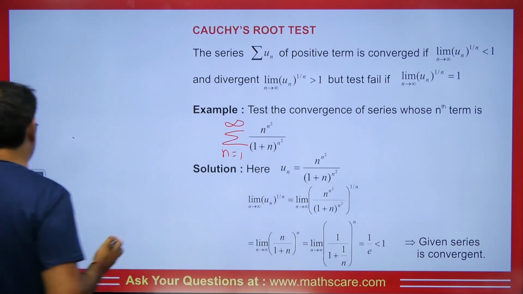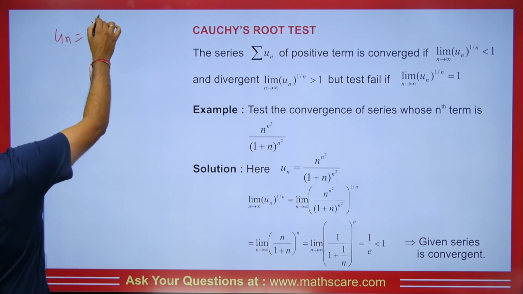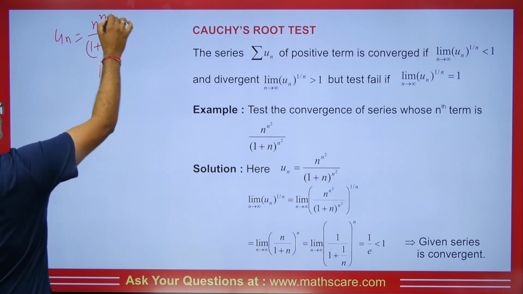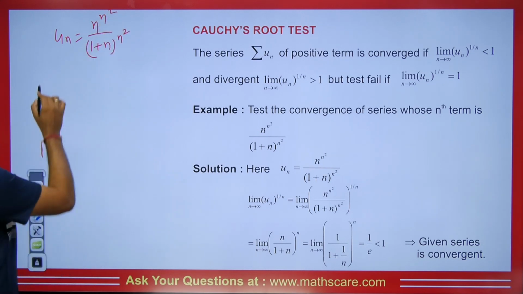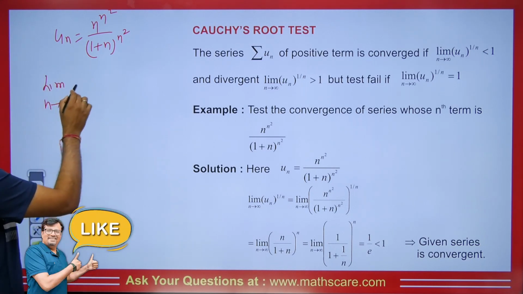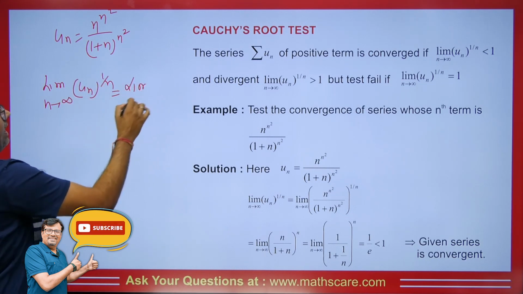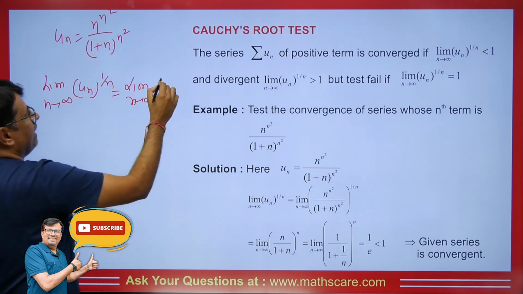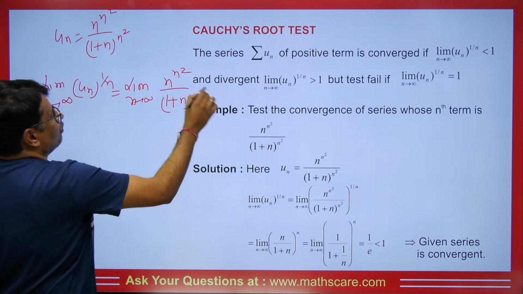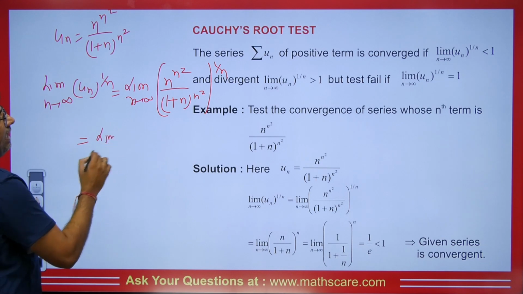Then if we see its nth term, what will we get? We will get un is equal to n to the power n square upon 1 plus n to the power n square. So this is our nth term, right? So Cauchy root test that we have here, what will it be? Limit n tends to infinity un power 1 by n, and we will find the value of this. Limit n tends to infinity, n to the power n square upon 1 plus n to the power n square, whole to the power 1 by n.